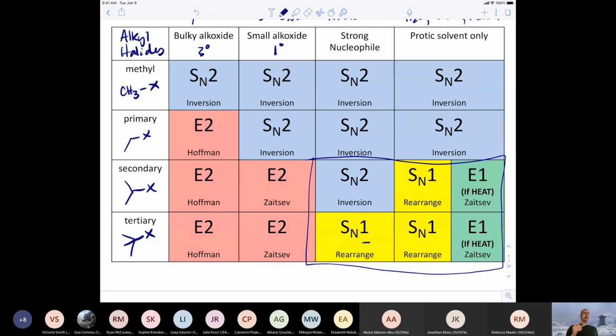SN2 always inverts a stereocenter. Some of them you may not, like Hofmann, Zaitsev, rearrange. That's coming up in Chapter 7, so we haven't discussed any of those terms yet. I just put them in now because I didn't want to have two versions of this table that updates later. Just the one version. We're going to ignore those words for now, but they will become important in the future.